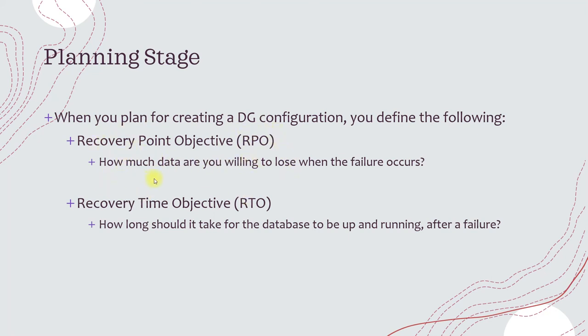RPO means how much data you are willing to lose when a failure occurs. Because in maximum performance you might lose some data, since the primary database is not waiting for acknowledgement from the standby database. It will immediately commit the record. So you don't even wait for something to be saved in the standby database. You are just optimistic about whether it is saved or not.